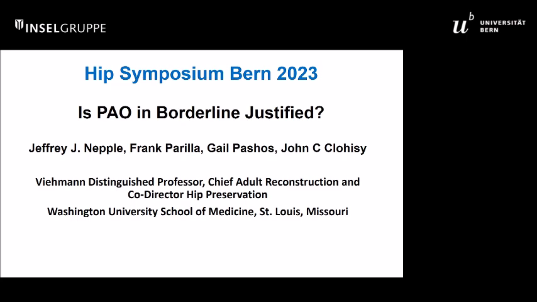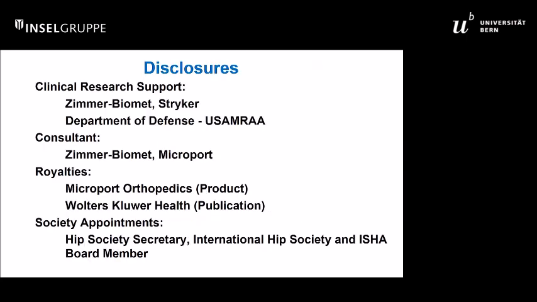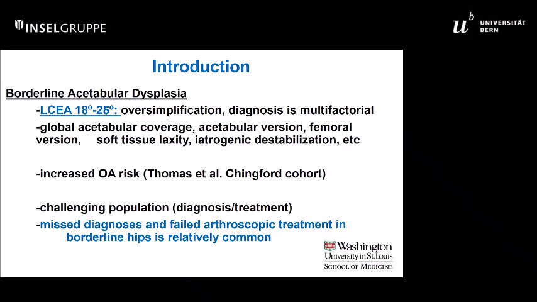So I'm pinch hitting here for John, but this is work we've been doing together for a decade now. So is PAO in borderline justified? Borderline dysplasia, classically defined as lateral center edge 18 to 25, or maybe 20 to 25.